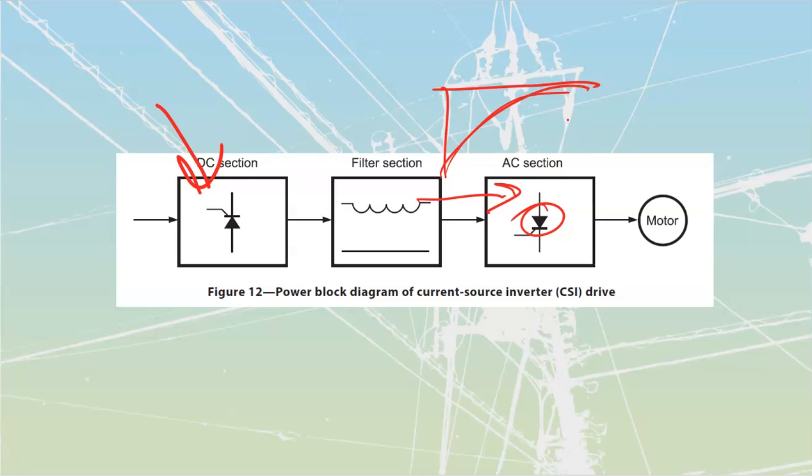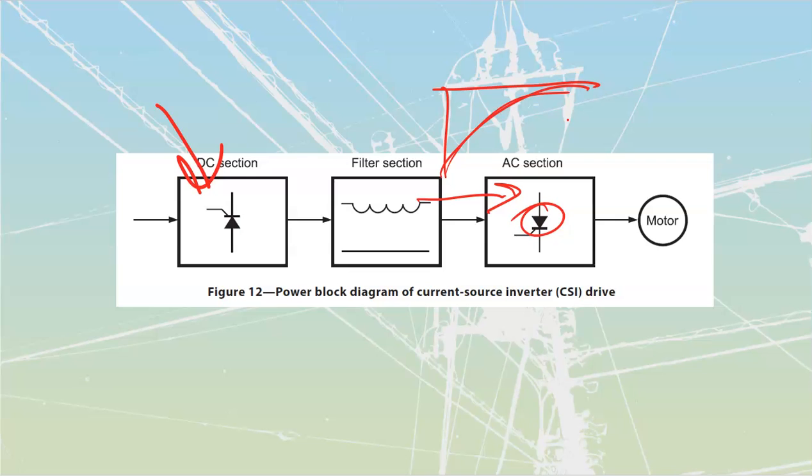CSI drives are going to be more reliable than the VVI drives. That's why they have, in a lot of cases, replaced them. Because we've got this massive inductor, and inductors work off of collapsing magnetic fields, and it turns out it's really hard to break a magnetic field. So as long as your inductor's intact, your drive is going to stay intact.